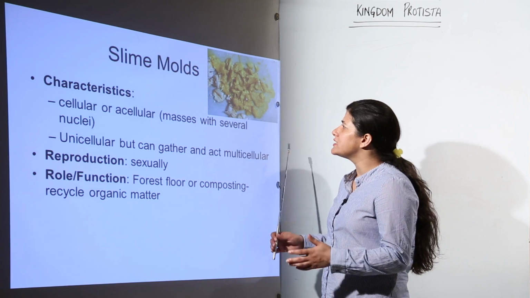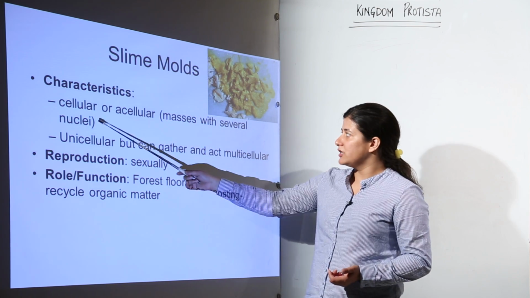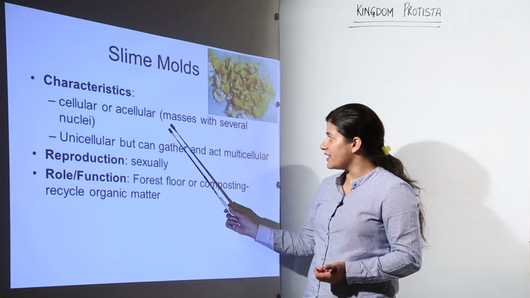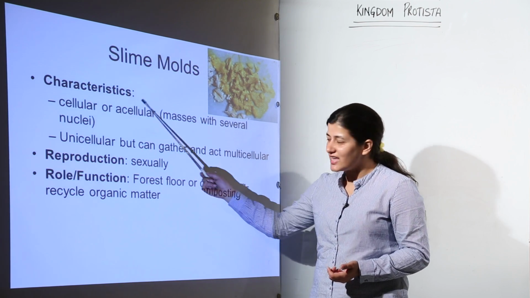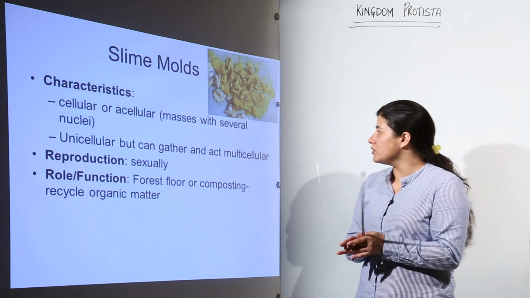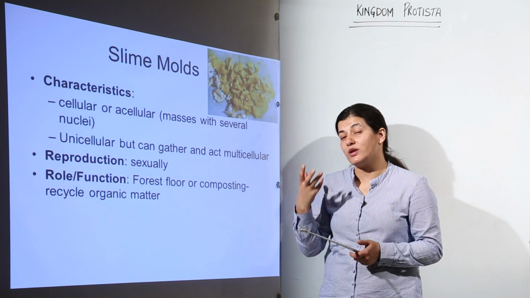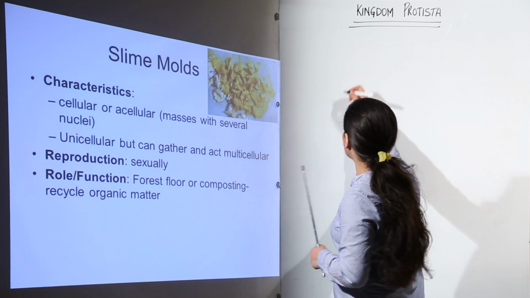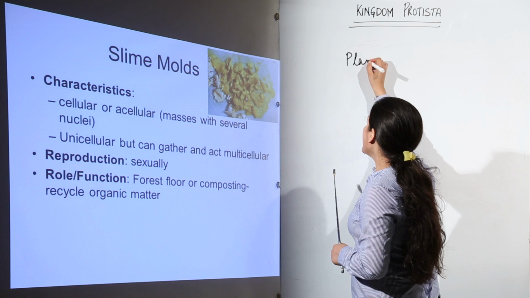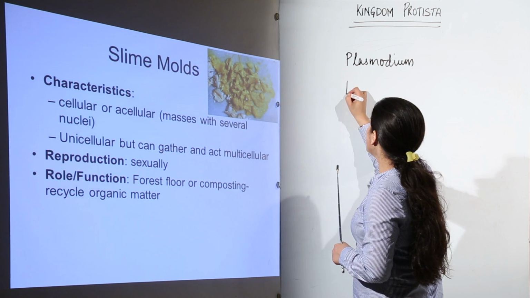And let's see what slime molds are all about. What are the characteristics? They could be cellular, or they could be acellular, that is masses with several nuclei, and this particular arrangement, that is acellular masses of several nuclei, is known as plasmodium. Now, I would point to one thing that we are going to come across this term again. One is this, alright, and one is this.